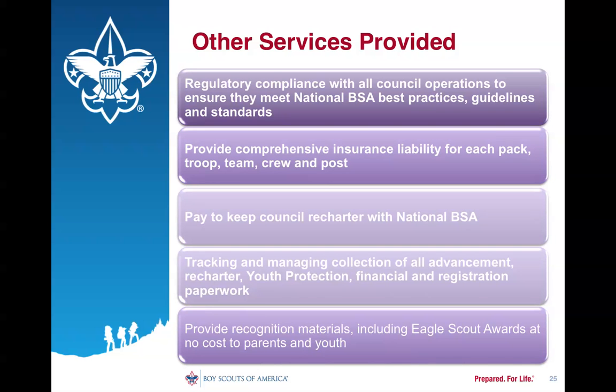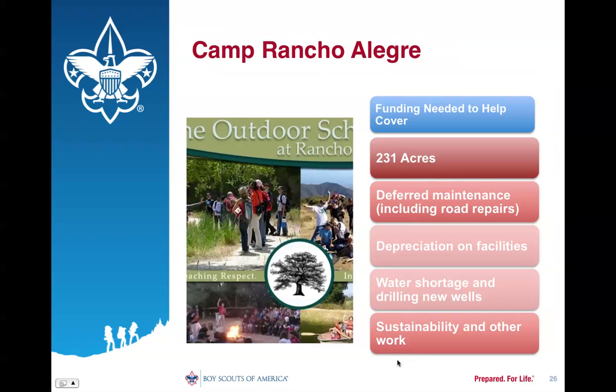Other services provided, regulatory compliance. This is happening behind the scenes that you might not see, but we have to have compliance with all council operations to ensure they meet the national BSA best practices, guidelines, and standards. We provide comprehensive insurance liability for each pack, troop, team, crew, and post, and we pay to keep the council rechartered with national BSA. So we also have to pay a recharter to stay with them as well. Tracking and managing collection of all advancement and recharter materials, youth protection, financial and registration paperwork, and then we provide recognition materials including Eagle Scout Awards at no cost to parents and youth.